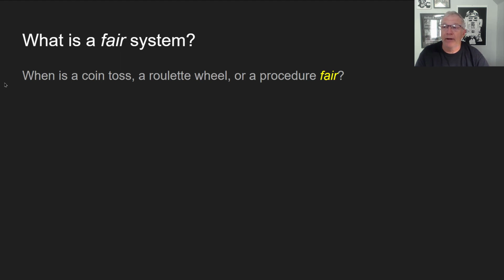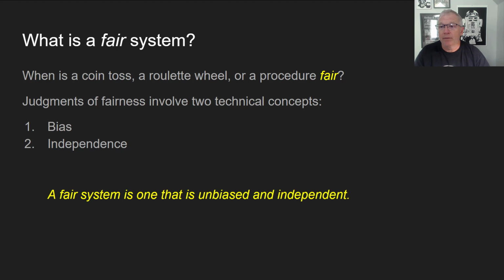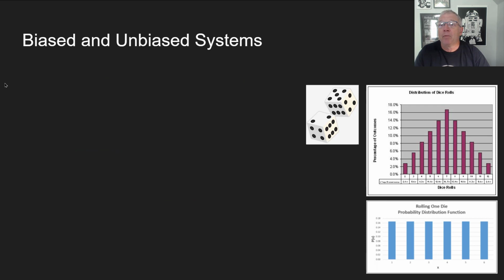So we've got a technical definition that we want to invoke for fair. You've got an intuitive definition, which you know about fair, but our technical definition involves two technical concepts, bias and independence. So formally, a fair system is one that is unbiased and independent. Last time we learned a lot about dependent versus independent systems. Let's talk about biased and unbiased systems.